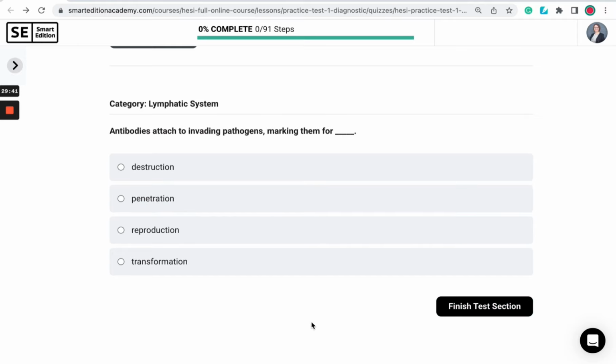Antibodies attach to invading pathogens, marking them for which of the following? Destruction, penetration, reproduction, or transformation? The correct answer is destruction.